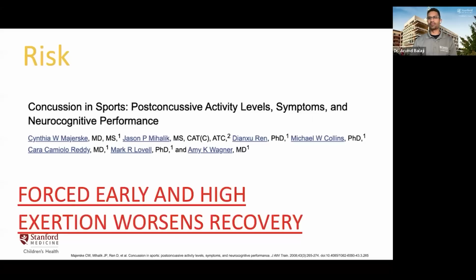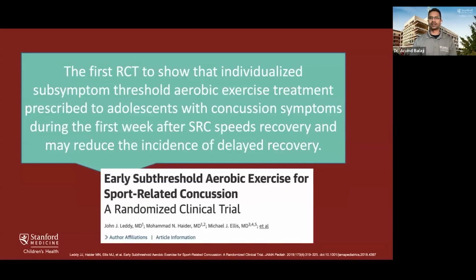Initially, it was thought that it might not be safe, as it was learned that forced early exposure to high level and high intensity exercise soon after a concussion can worsen recovery. But more recent data has suggested that it is actually quite safe and perhaps even the standard of care to expose patients who have had concussions to different levels of exercise.